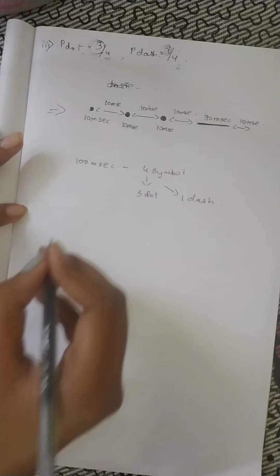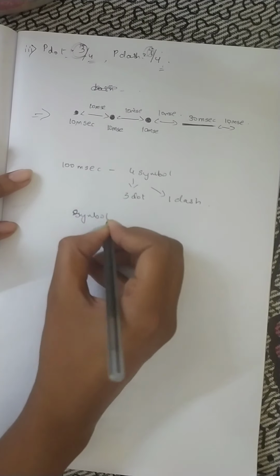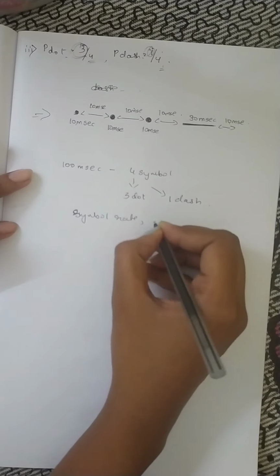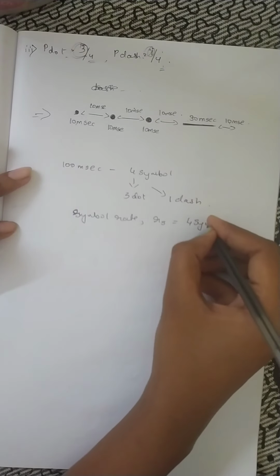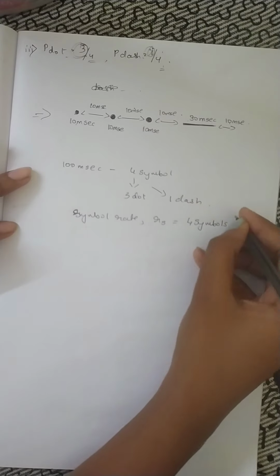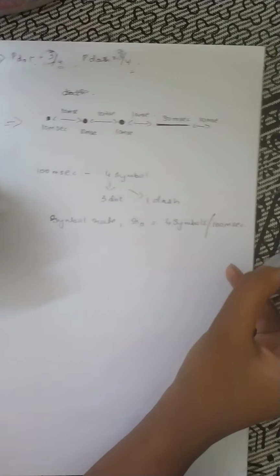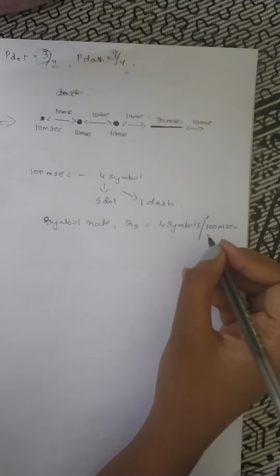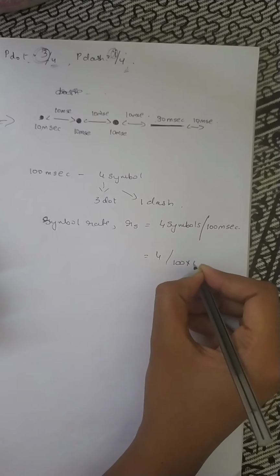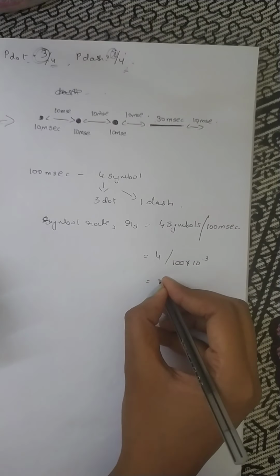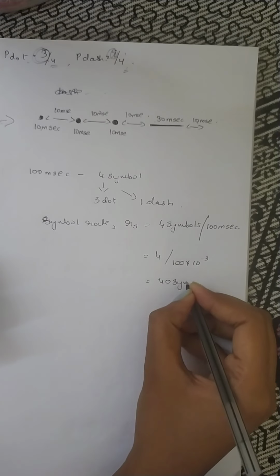Okay, so the symbol rate, I can write it as small letter rs, is nothing but 4 symbols that can be transferred in 100 milliseconds, right? So I can rewrite it as 4 divided by 100 milliseconds, and you will get it as 40 symbols per second.